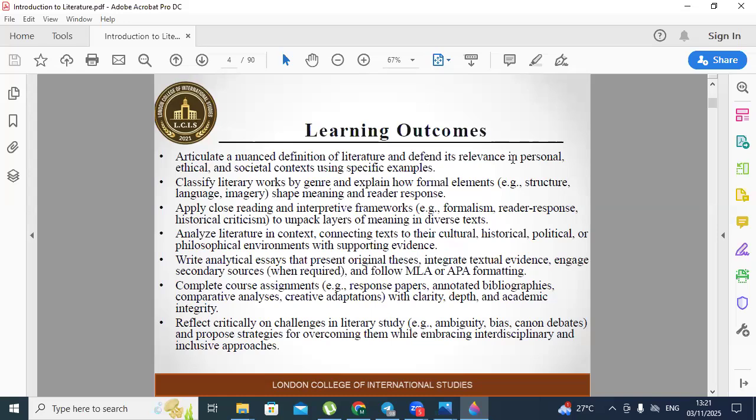Finally, you will reflect critically on challenges in literary study, such as ambiguity, bias, and the canon debates, proposing strategies for overcoming them while embracing interdisciplinary and inclusive approaches.